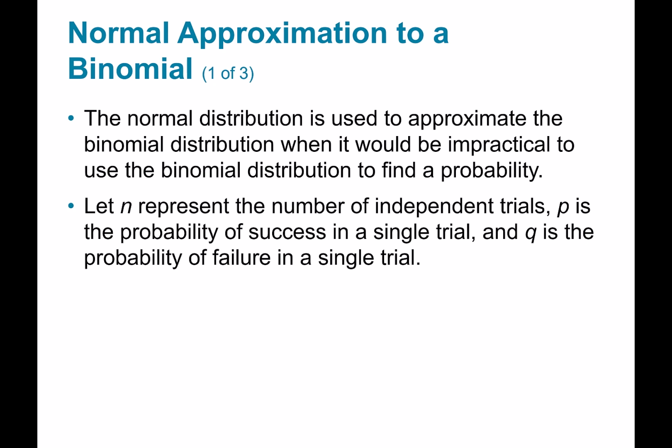n is still going to represent our number of independent trials. P is the probability of success in a single trial. Q is the probability of failure in a single trial. So why would we want to do this?